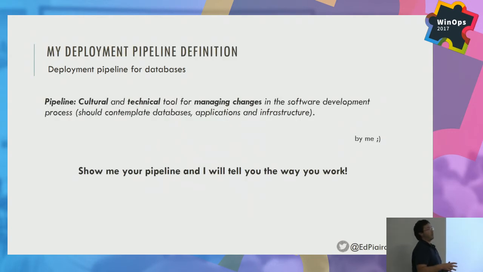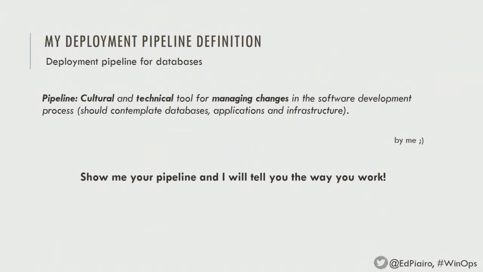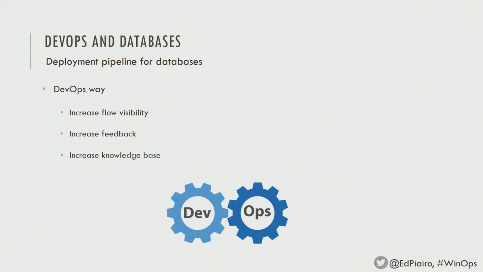In the end, the deployment pipeline is a mix between a cultural and a technical tool that we set up that allows us to manage the changes that we need to do at database level, application level, and ideally also infrastructure level. By looking at your pipeline, I'm able to say the way you produce software. That's my focus here. And why the DevOps way? By including the database, you are increasing your flow visibility, so you can see what happens in the database. You're also increasing feedback when things go wrong when deploying to the database, and you are sharing knowledge across the team. And that's it.